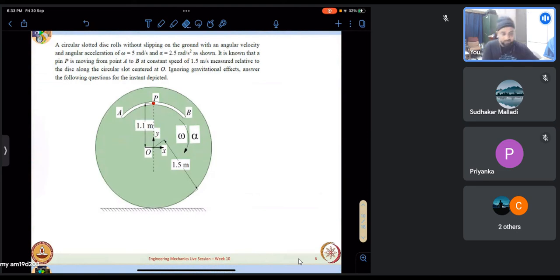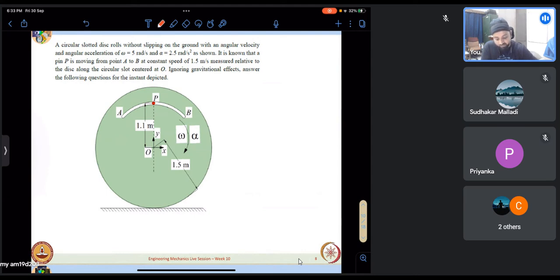So we have a circular slotted disk. Circular slotted disk meaning there is a circular disk and then it has a slot which is a circular arc. This slotted disk has the circular arc with its center at O. The radius of that circular arc is 1.1 meters from the figure itself.